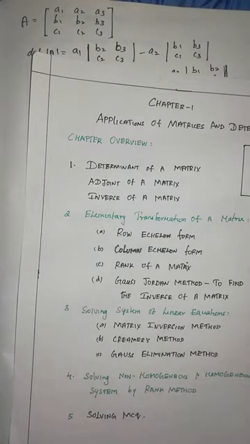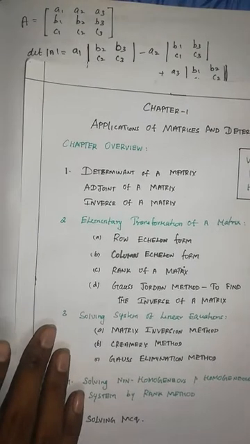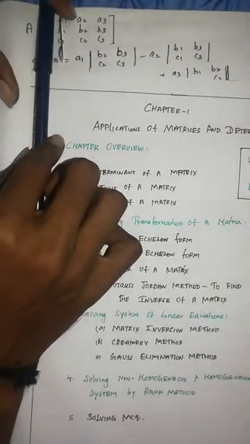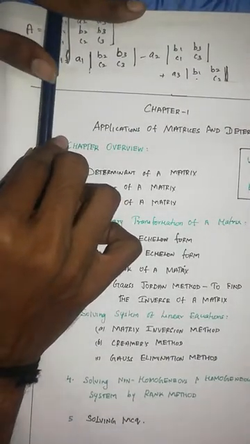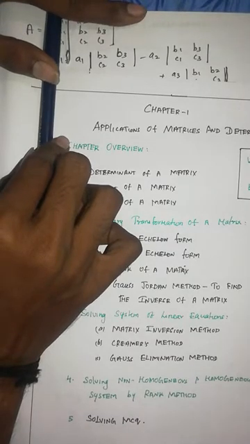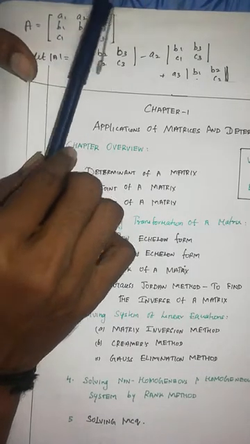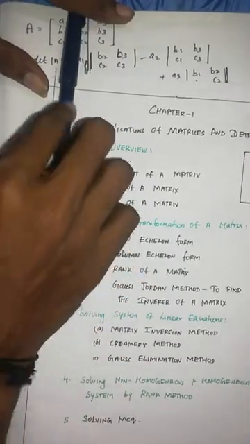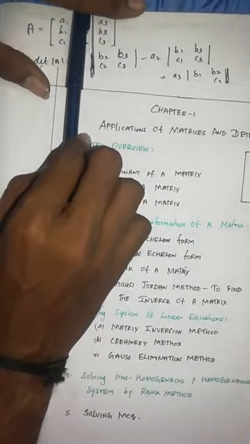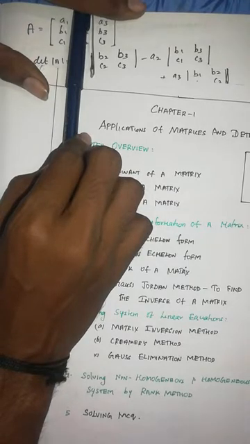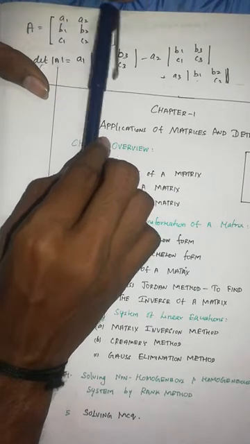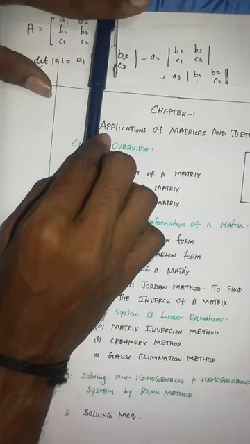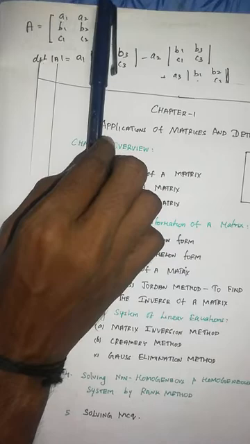Since I have 3 rows and 3 columns, the determinant of A will be, first you take A1 and then omit the corresponding row and column, then you will be left with B2, B3, C2 and C3. And the second term you multiply it by minus. So minus A2 and then you omit the corresponding row and column, you will have B1, C1 and B3 and C3. And for A3 similarly you omit the corresponding row and column, we have B1, B2 and C1 and C2.